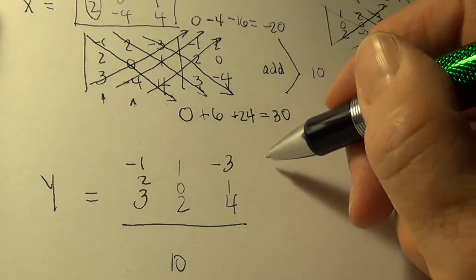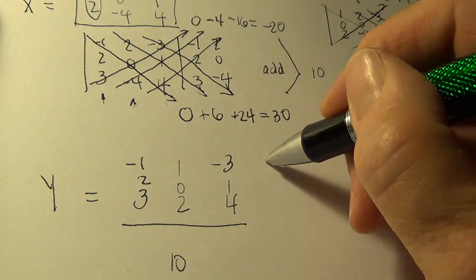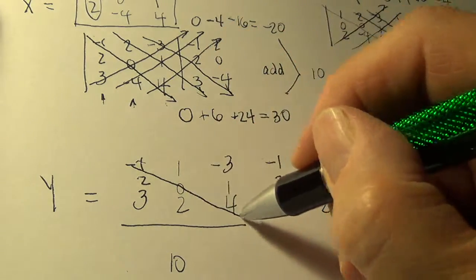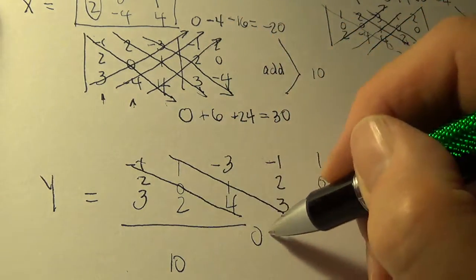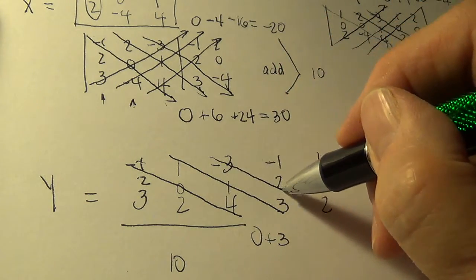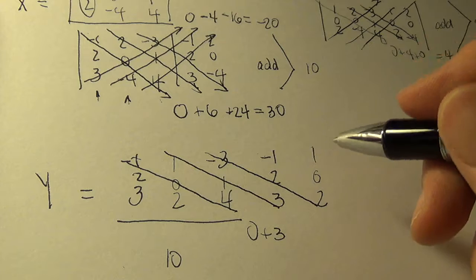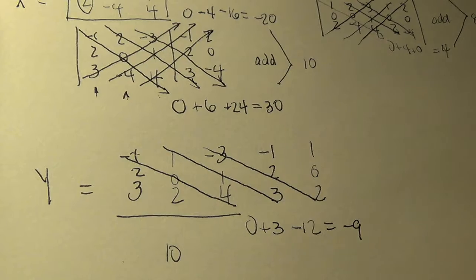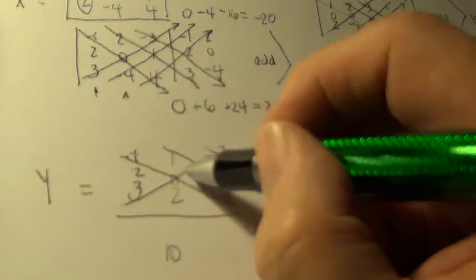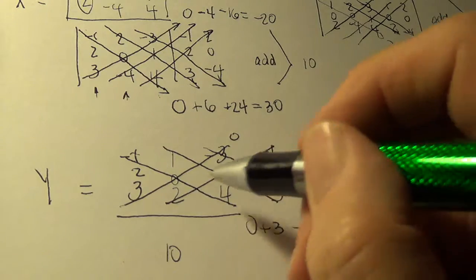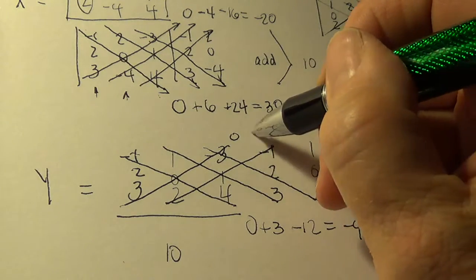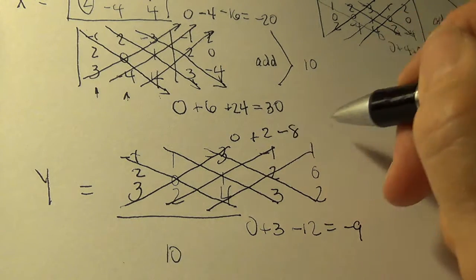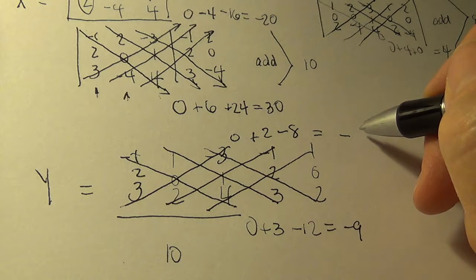Alright, so I'm going to repeat these two columns to get the determinant. 0. 1 times 3, positive 3. Negative 3 times 2 is negative 12. Alright, so 3 and a negative 12 gives me a negative 9 along that diagonal. Going up, 0. The opposite of 2 times 1 times negative 1 would be a positive 2. 4 times 2 times 1 is 8, so I'm going to put a minus 8. And I get a minus 6.